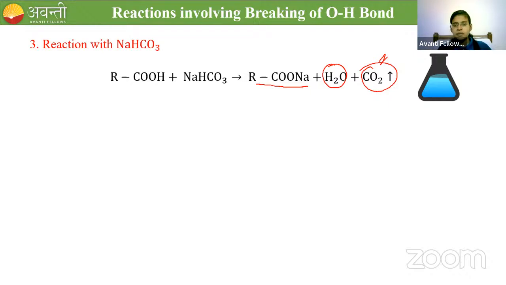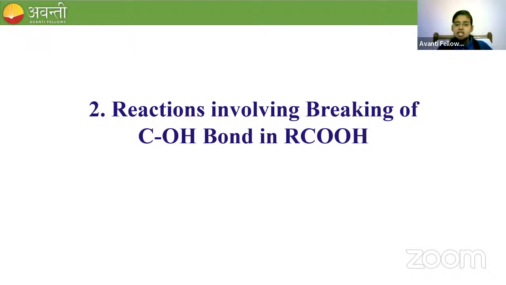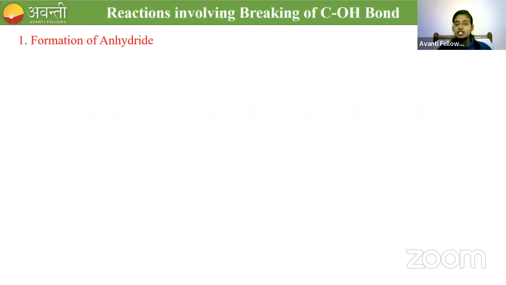Good. So let me go for the second type. Reactions involving the breaking of CO bond in RCOOH. Under this topic, the first reaction is formation of anhydride. Just a few minutes ago, we discussed one anhydride, right? I also told you RCOOCOR. This is the general formula for anhydride. So let us form this compound from carboxylic acid.